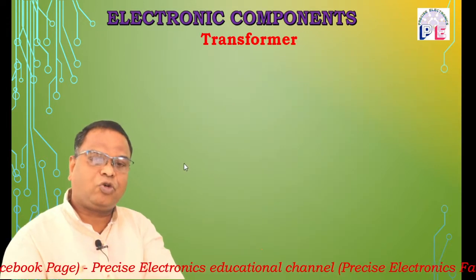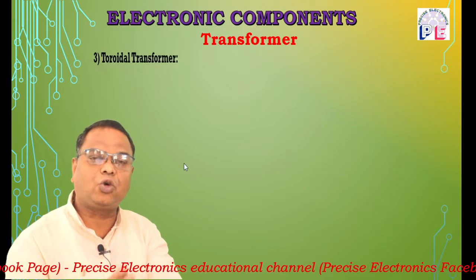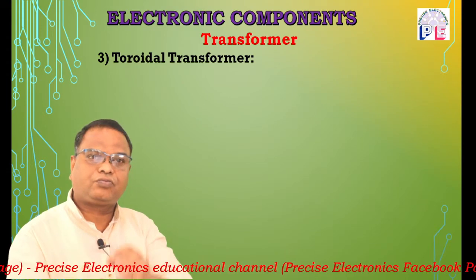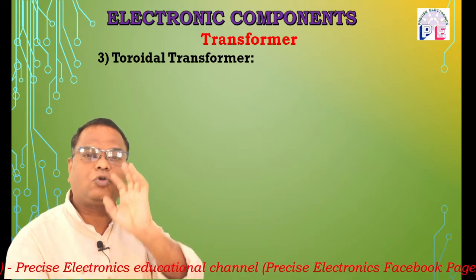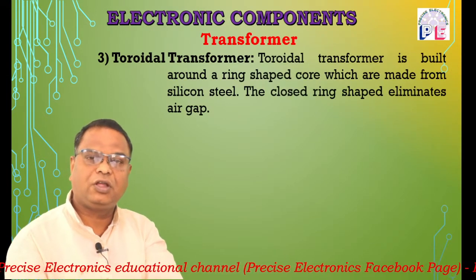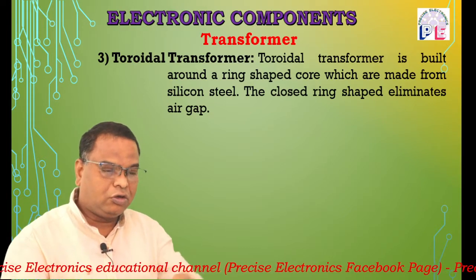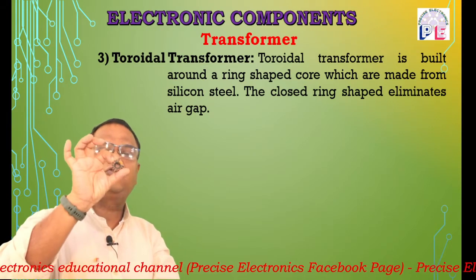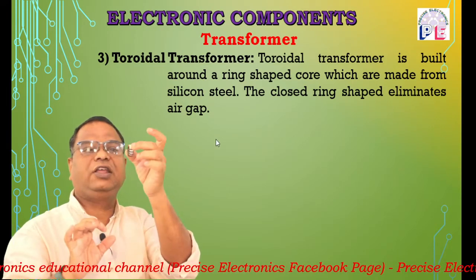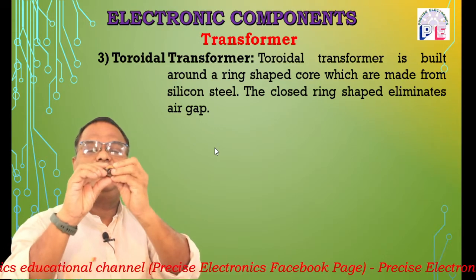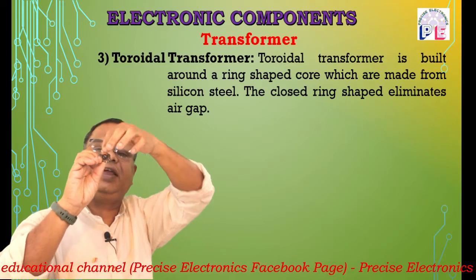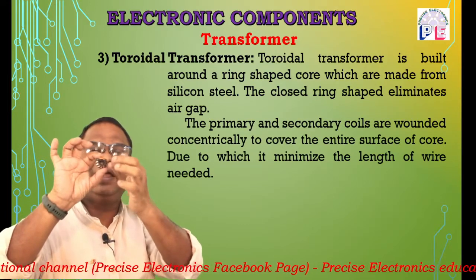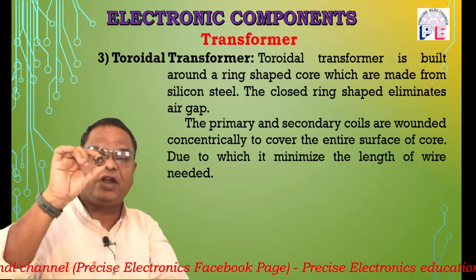The next type of transformer according to construction is the toroidal type transformer. In a toroidal type transformer, a donut shape core is used, and on that core there are two coils, the primary and secondary coils, mounted. In this case, this is our primary coil, and that black wire is our secondary coil. So this is the toroidal type transformer.